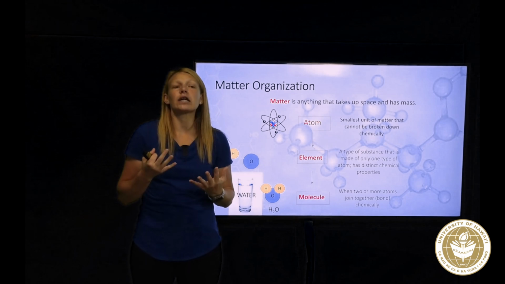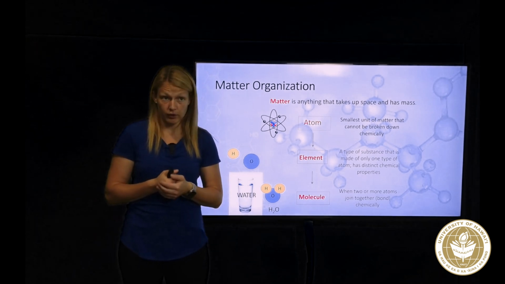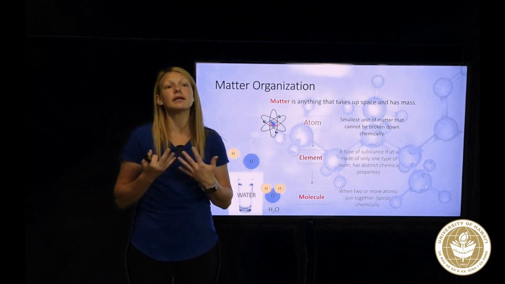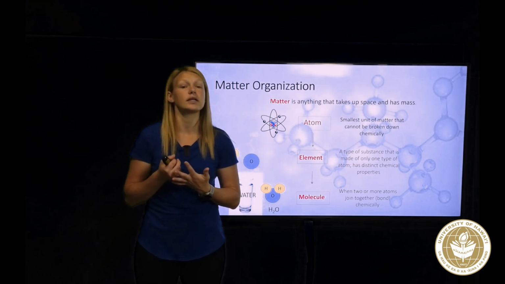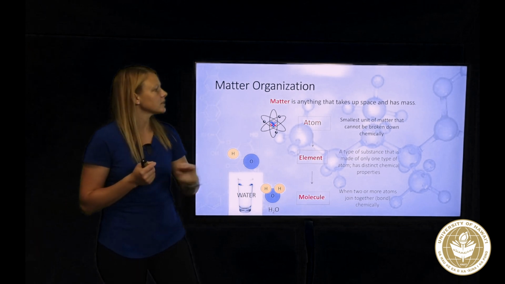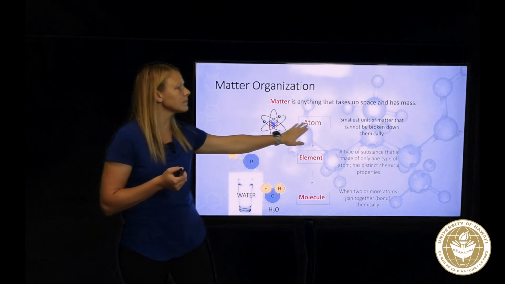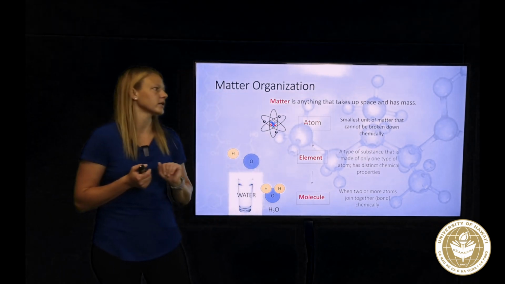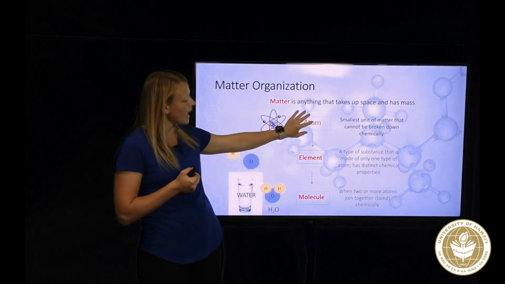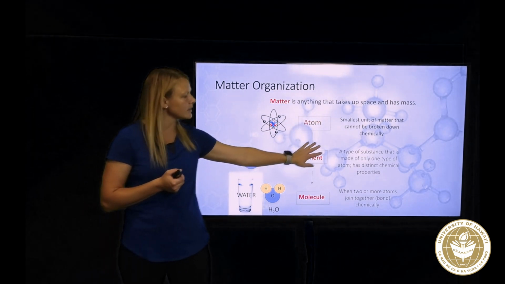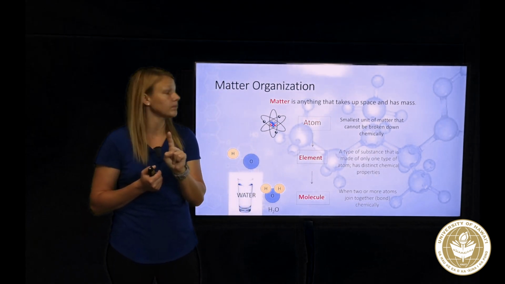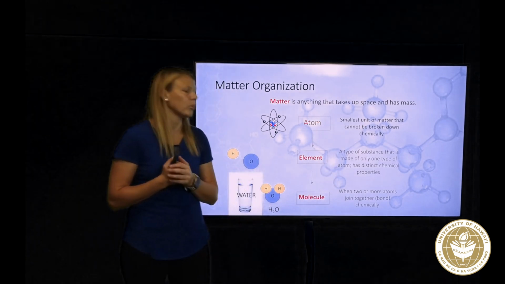We have all matter being composed of basic structural units. Matter is made of elements, and elements are substances that cannot be chemically broken down. But we have an even smaller unit than our elements. So we have our atoms. Atoms are the smallest unit of matter that cannot be broken down chemically. Then you take a bunch of atoms, and atoms form elements. An element, like I said, is a type of substance that is made up of only one type of atom, and it has distinct chemical properties.